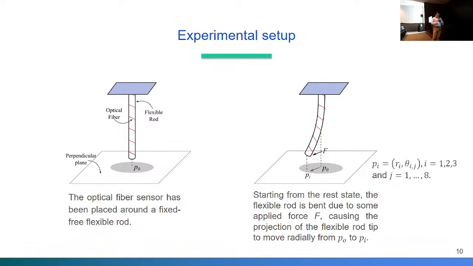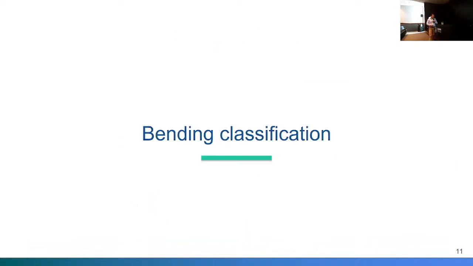For these experiments, which are a proof of concept, we are using 3 different positions, which are called P_i, where i is 1, 2, or 3. And we also have 8 different angles for each of the positions of this line. Well, of course, we have to repeat this bending several times in order to have enough data to build our classifier.